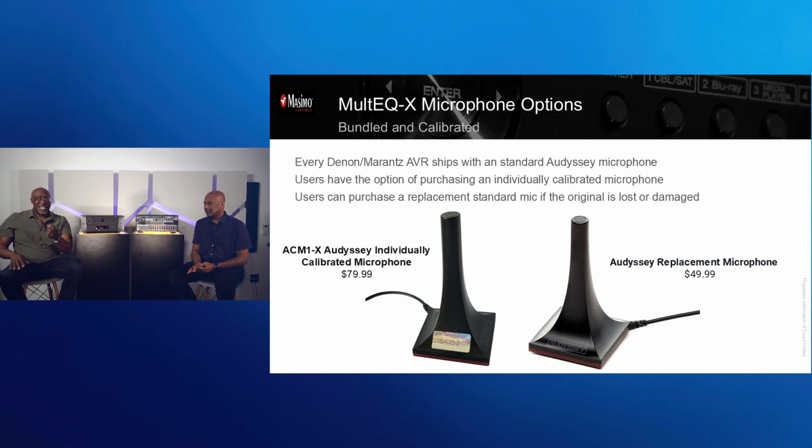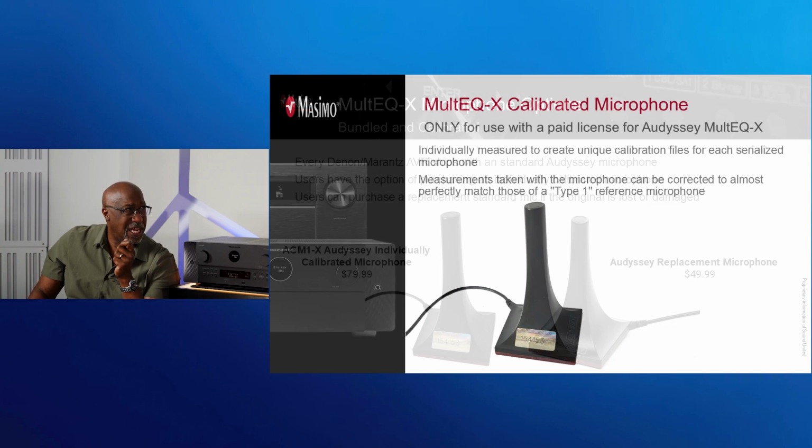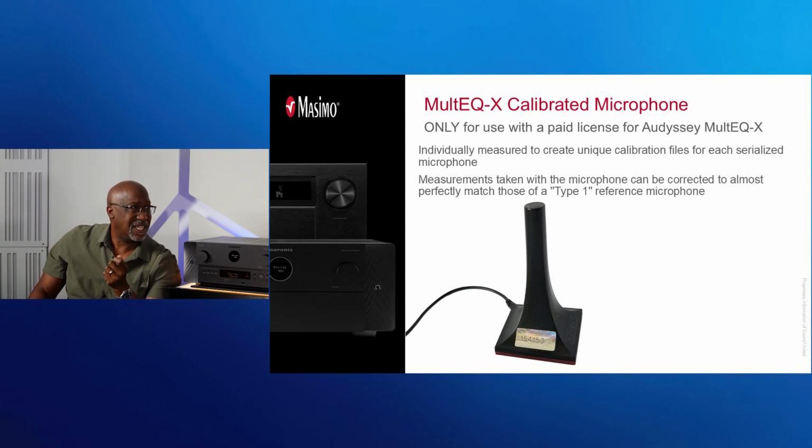Each one of those microphones has been measured, and they come with a calibration file. So if you buy one of those microphones and you have the software, you type in the number of that microphone, and now your software knows exactly what that microphone is going to do. Not the type of microphone, but that microphone. So if you're going to invest $200 in the software, you can buy the microphone for $79. Serialized, calibrated, and it goes specifically with the software because it knows exactly what that microphone is and what it's going to do.